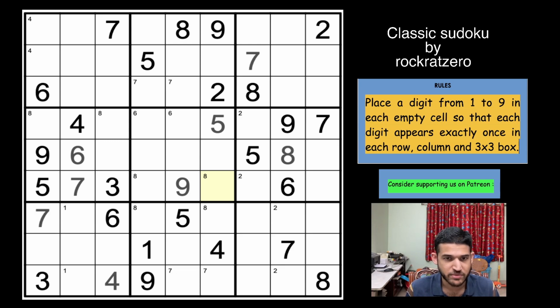Okay, let's write some candidates. For box 4, the missing digits are 1, 2 and 8. This is a 1 and 2, and these two would be 1, 2 and 8. And look at this box, it's almost filled. These two cells can only be 1, 3, 4. You can't have a 3 here, so this is 1, 4. And this is 1, 2, 4. This is 1, 2, 3.